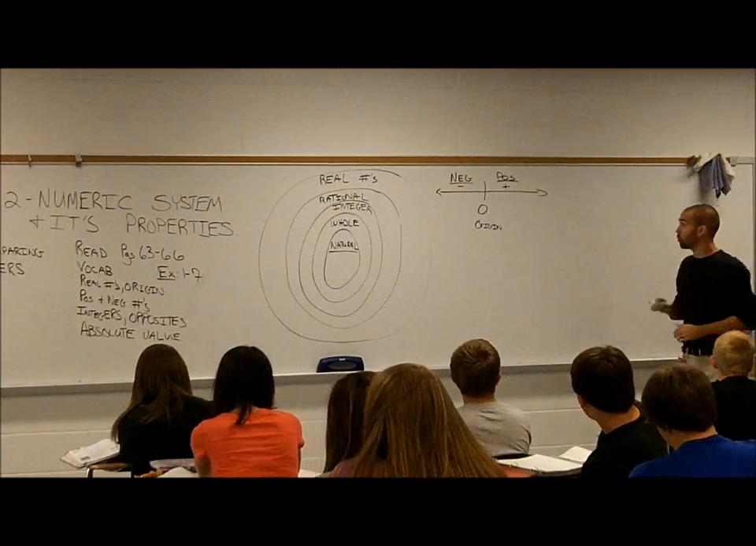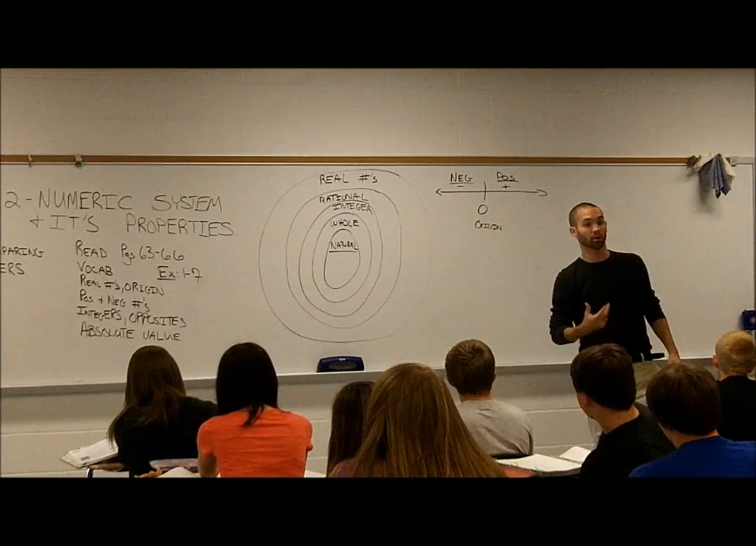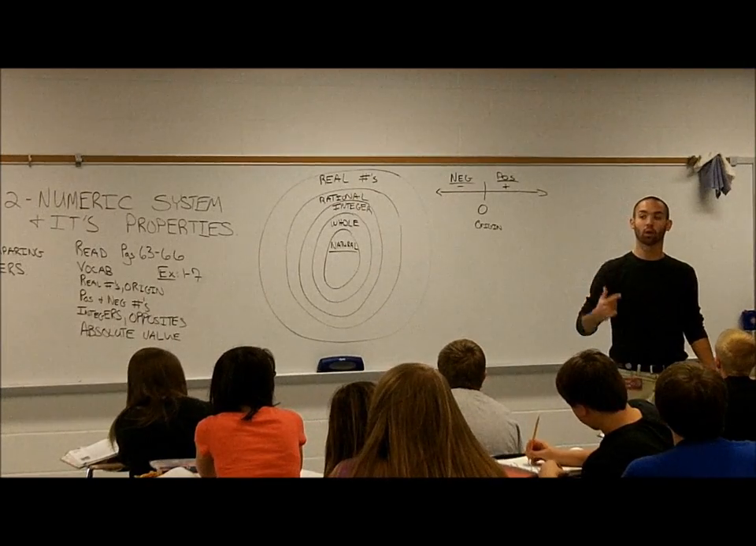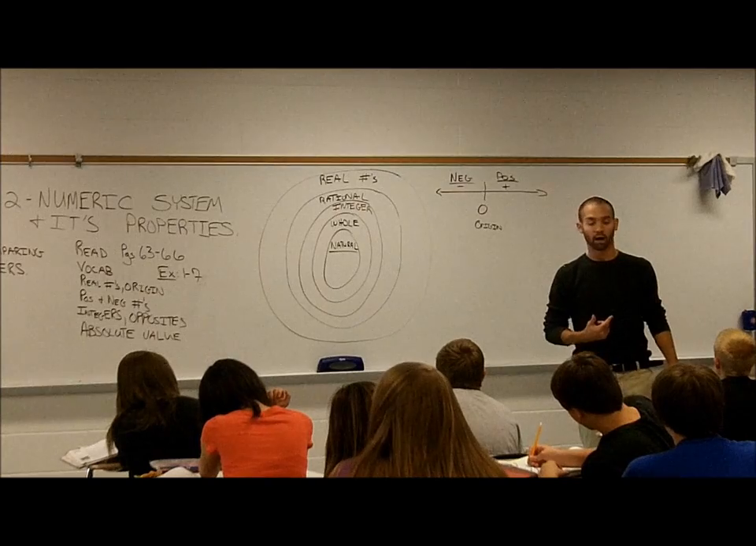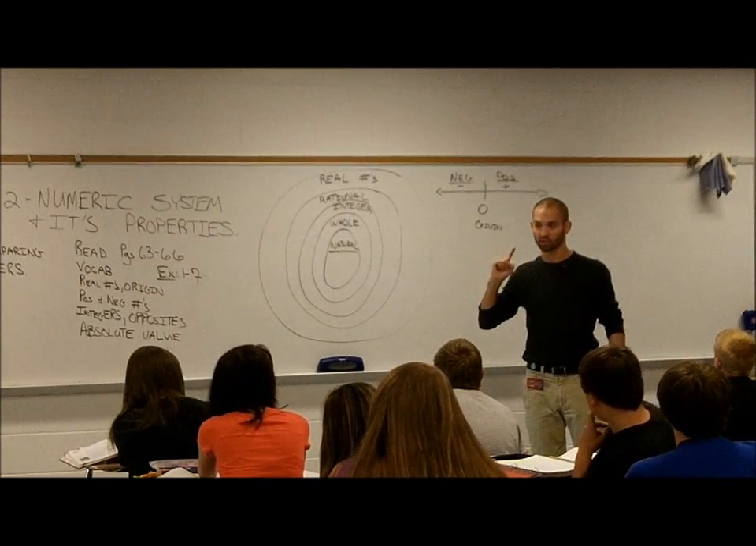So, we call this a number line. Another term for this is a graph. Have you guys heard of the word graph? Yes. This is what you call a one-dimensional graph. Why? It's going in one direction. There's only one direction you can go.